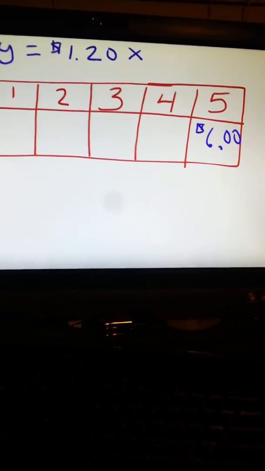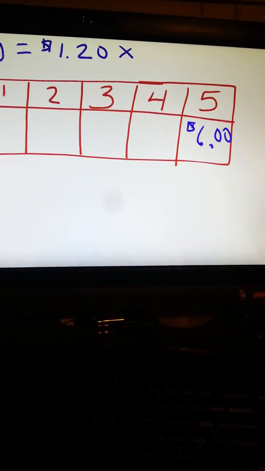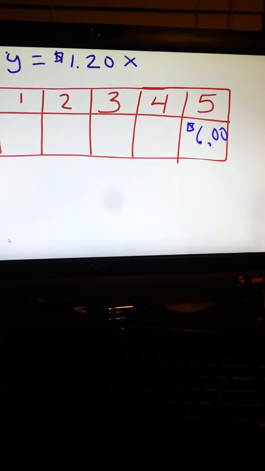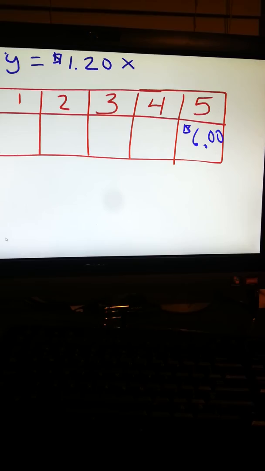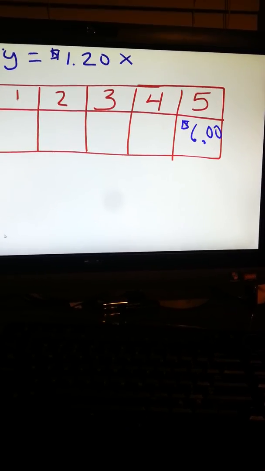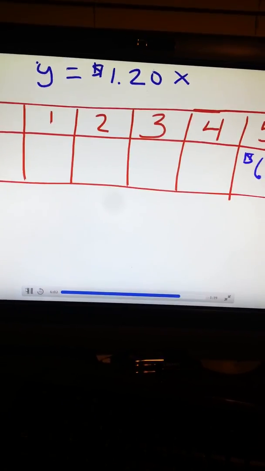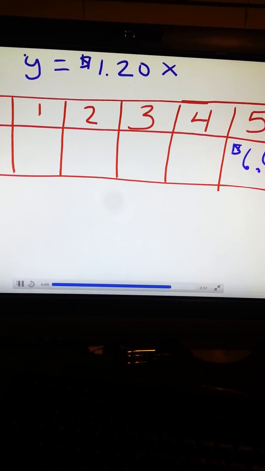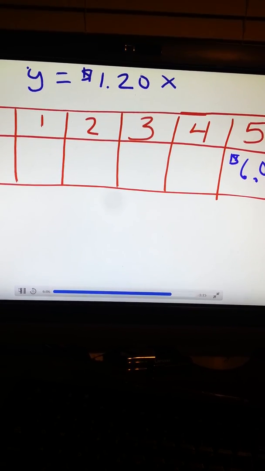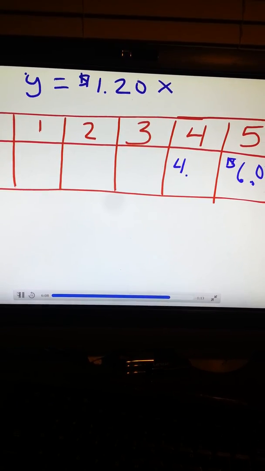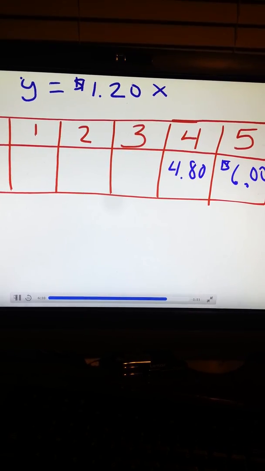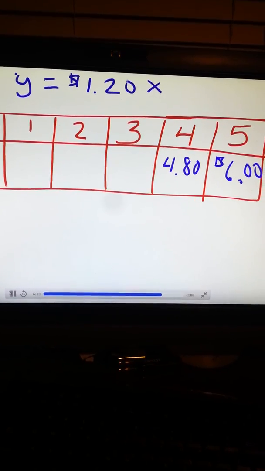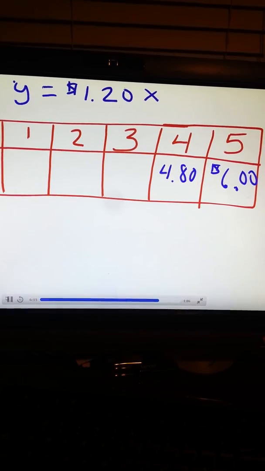Why don't you take a moment and do this problem yourself? You can do this by simply pausing for a moment while you work out the problem. 4 times 120, which is a total of $4.80. And then you can figure out how much Y would be.